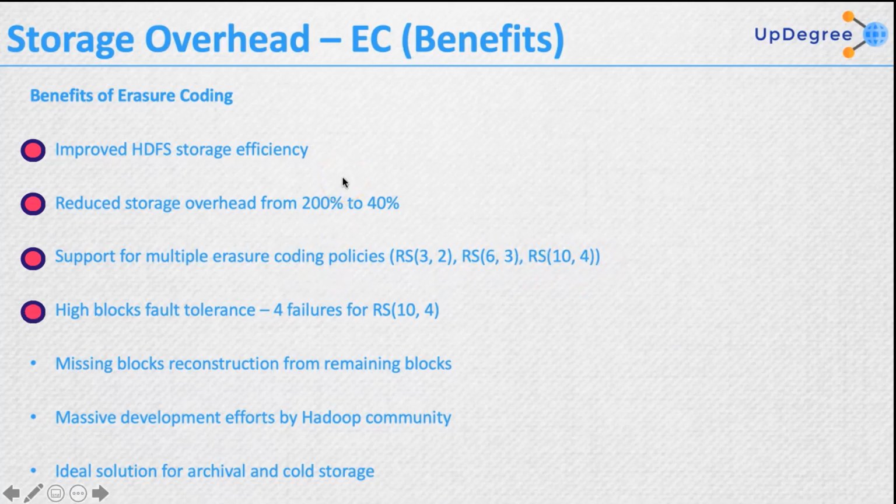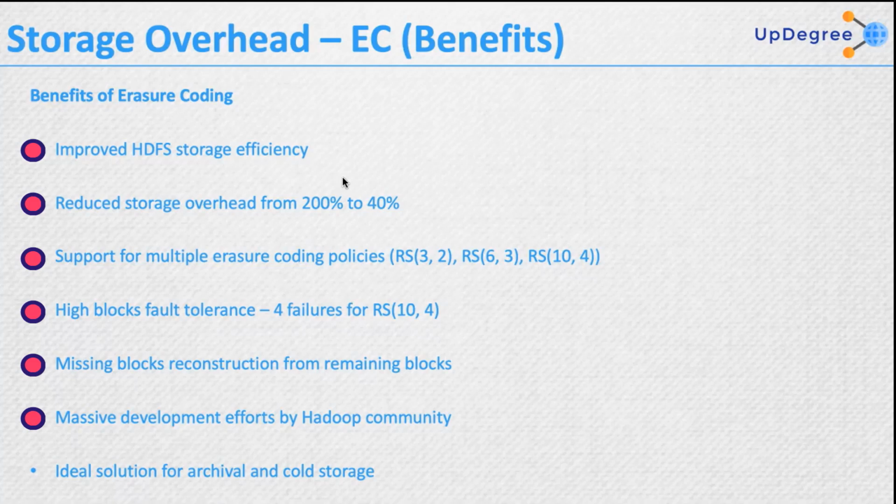High block fault tolerance means you can have 4 failures when you go with Reed-Solomon 10:4. Why 4 failures? Because if all 4 parity cells are gone, then sorry, you cannot recover the data. Missing block reconstruction from the remaining blocks, that's what we have seen in the example.